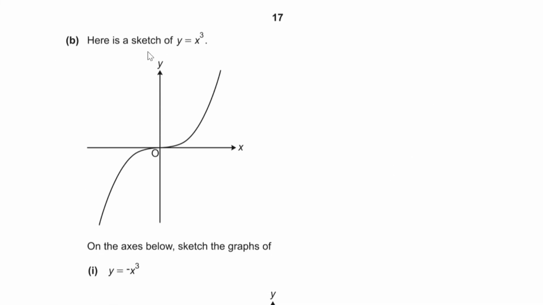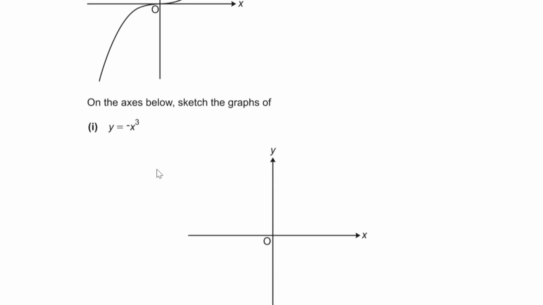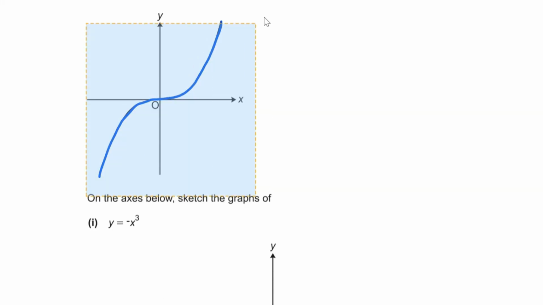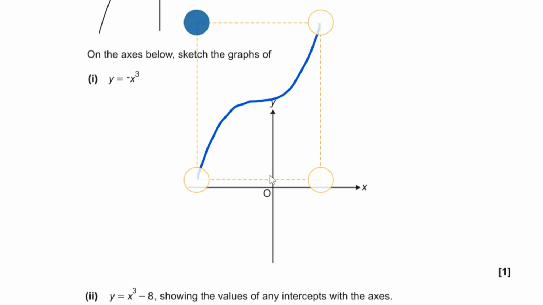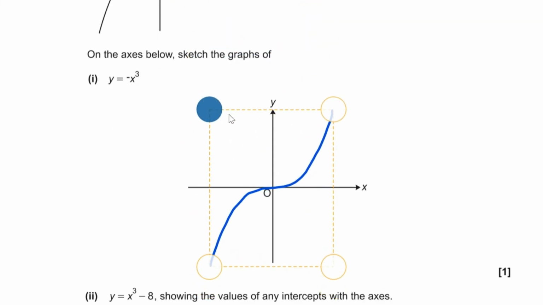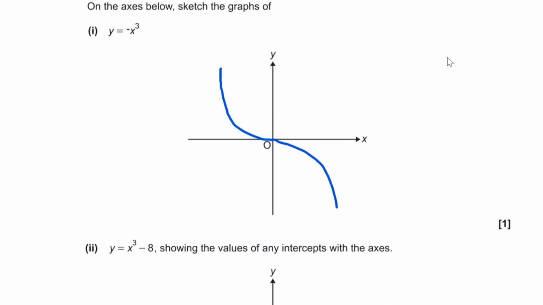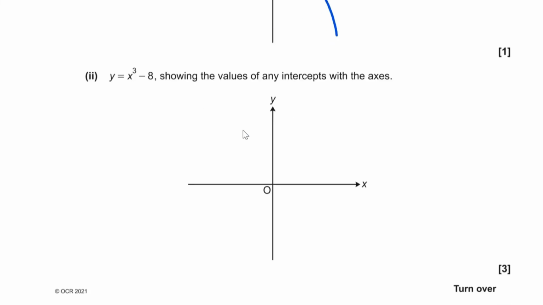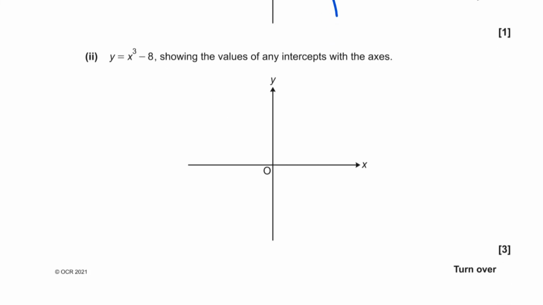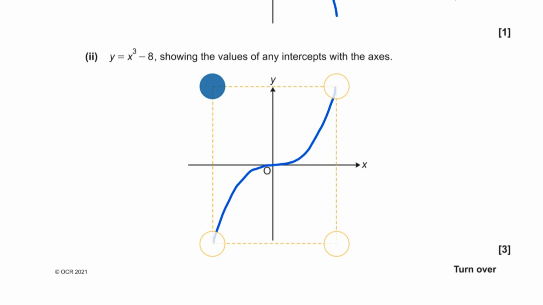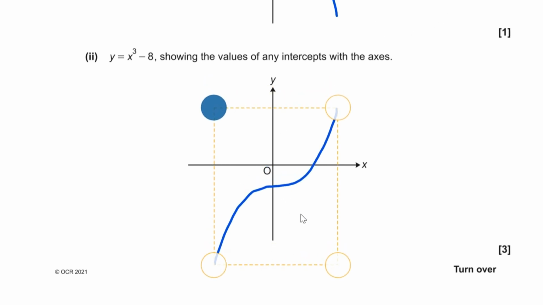Now we've got the sketch of y equals x cubed. Here we have to sketch the graph of y equals negative x cubed. Well, we'll take this graph of y equals x cubed, which is currently this graph here, but then what happens with the graph of negative x cubed, so we have something like this. And then for the next one, x cubed subtract 8. So here is x cubed and we need to subtract 8, so we move it 8 units down. So we've got this graph over here.